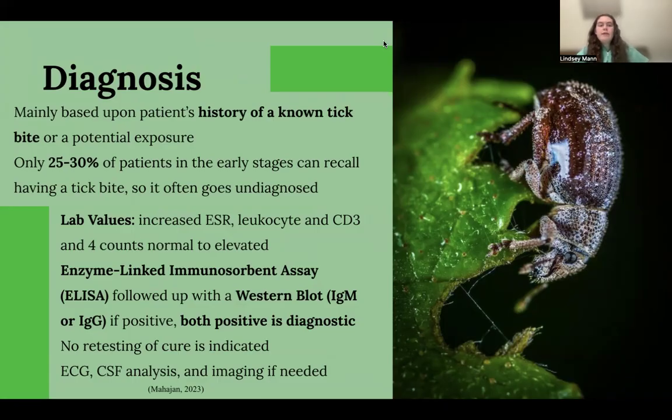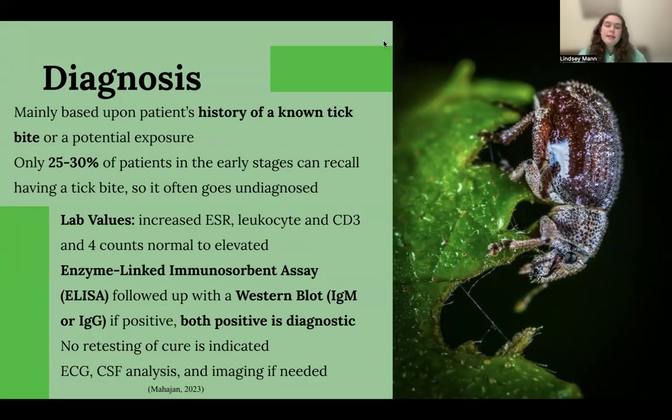So, some different lab values to look out for. You might see increased ESR, and leukocyte and CD3 and CD4 counts might be normal or elevated. But the main gold standard for testing is the ELISA test and the Western blot. You start with the ELISA, or the enzyme-linked immunosorbent assay, and if that comes back positive, then you move on to a Western blot, either an IgM or an IgM plus IgG test.